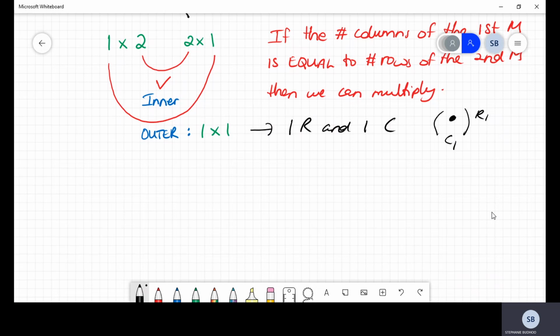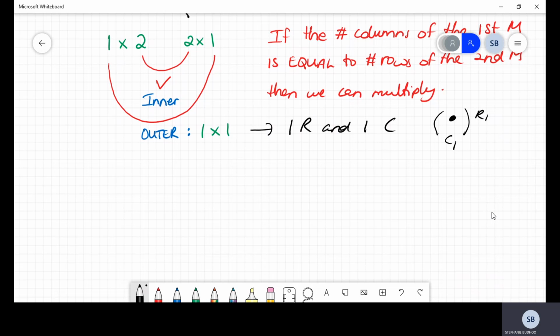Now, you see, every single value, to get one value in a matrix, it usually involves multiplying an entire row by an entire column. You must multiply an entire row from the first matrix by an entire column of the second matrix. That is how matrix multiplication is performed.